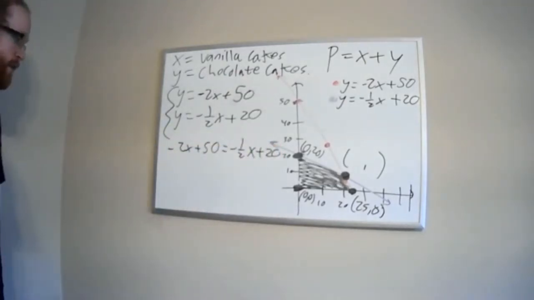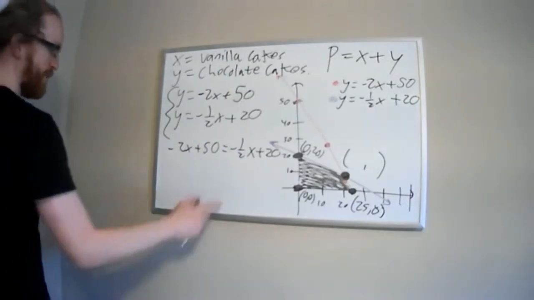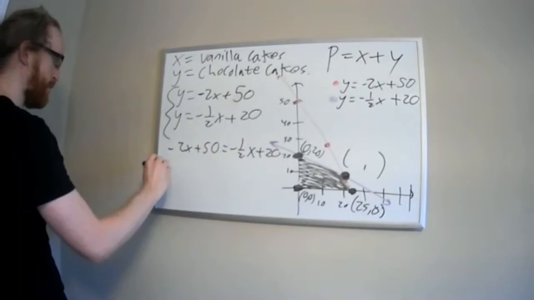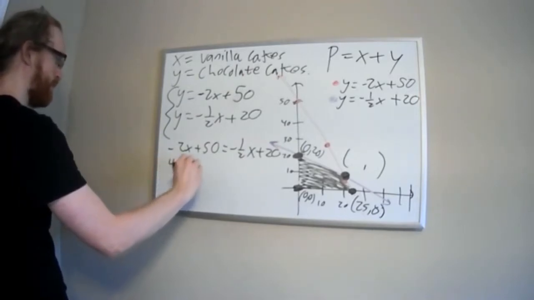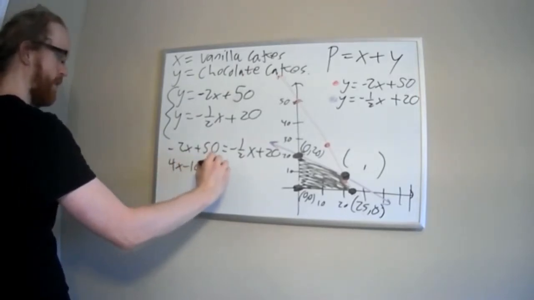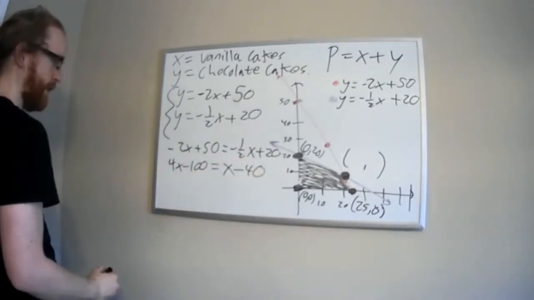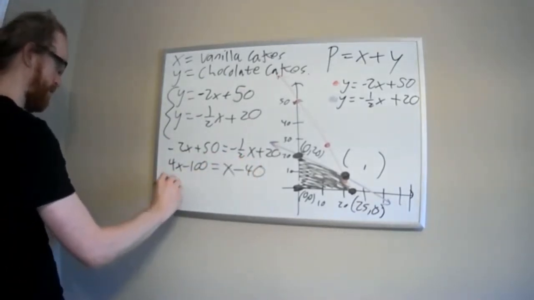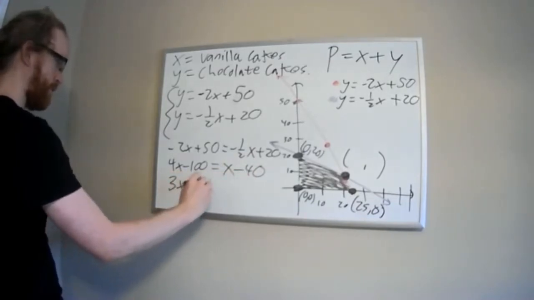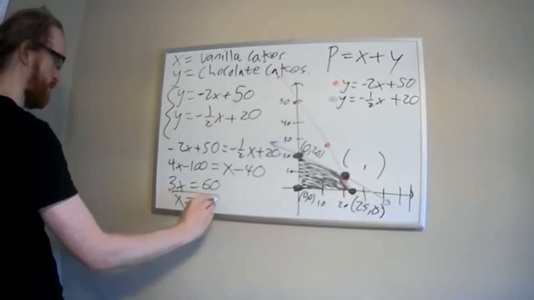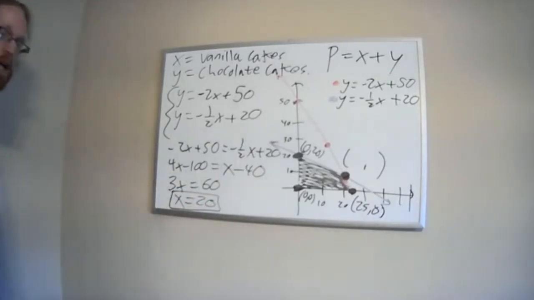And now I solve for x. Maybe I'll multiply both sides by negative 2 to kill this negative 1/2. So multiply both sides by negative 2, I will get 4x minus 100 equals x minus 40. And now I'm going to subtract x from both sides. I'm going to add 100 to both sides. And I think what we're finding is that x is 20. If I divide both sides by 3, I should get x is 20.